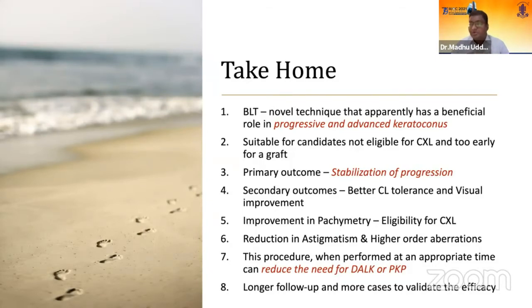Improvement in pachymetry because of additional stroma in our technique makes it also eligible for cross-linking in future or simultaneously. Reduction in astigmatism and higher order aberrations was seen in all the cases. This procedure, when performed at an appropriate time, can definitely reduce the need or postpone the need for a DALK or PKP. However, we need to do more cases and have longer follow-ups to validate our efficacy.